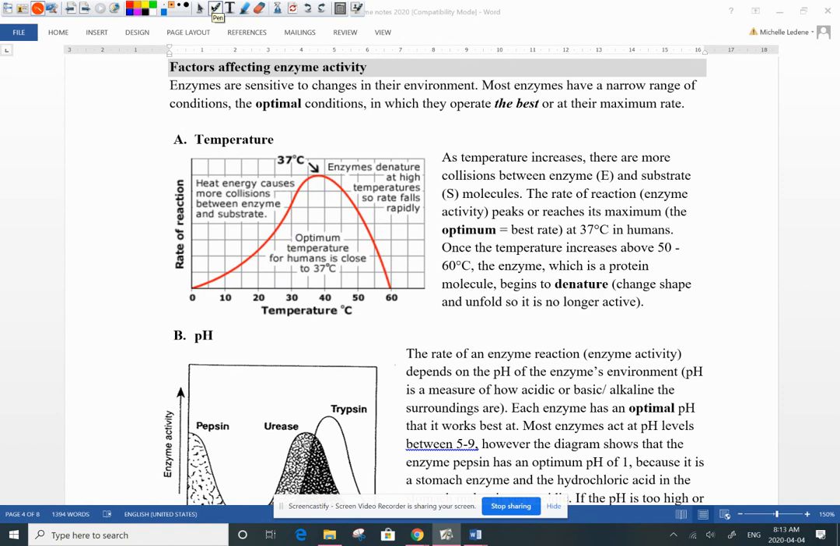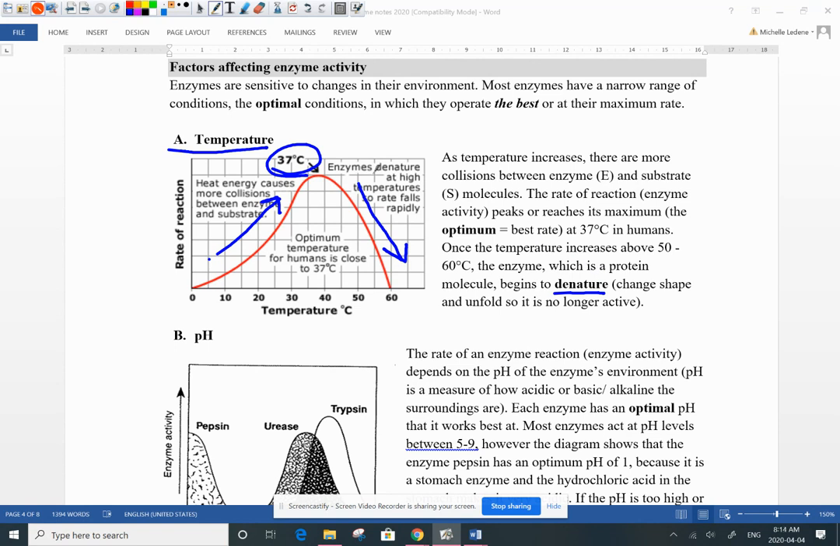I started talking last video about enzymes and their structure, and we also talked about enzyme activity, so understanding that temperature is going to affect activity. Activity increases to a maximum and optimum level, and then as the temperature continues to increase, the enzyme begins to denature, it unfolds, and its active site can no longer bind to the substrate.